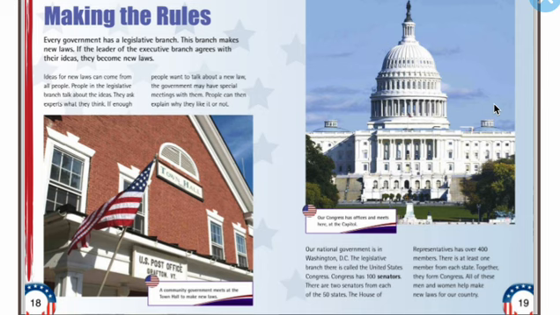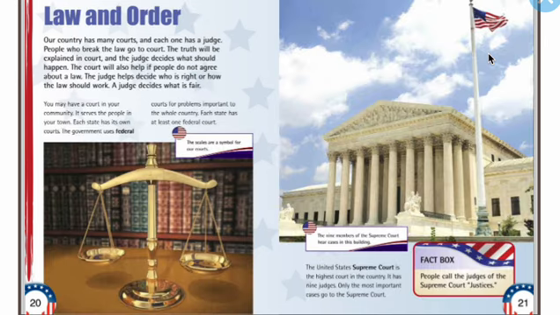So our national government is in Washington, D.C. The legislative branch there of the United States has Congress, and Congress has 100 senators. There are 2 senators from each of the 50 states. The House of Representatives has over 400 members. There are at least 1 member from each state. Together, both of these form what's known as Congress. All these men and women make up the new laws for our country.